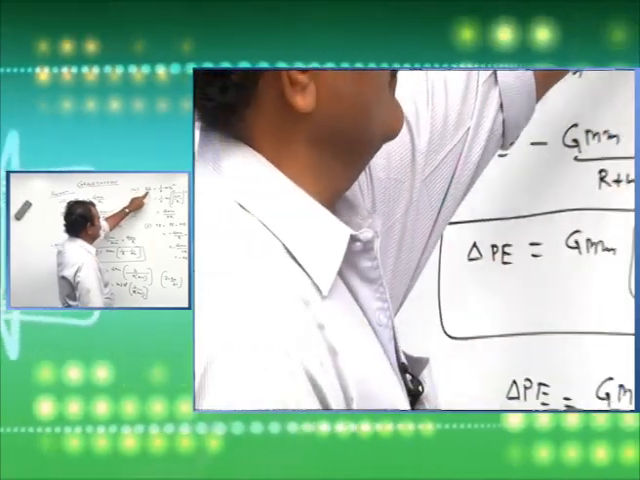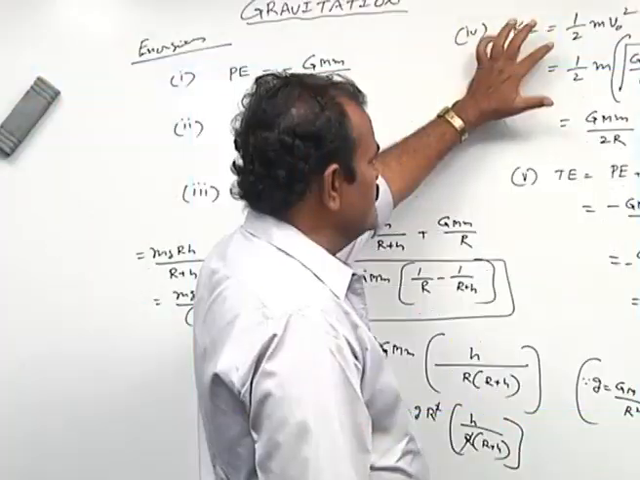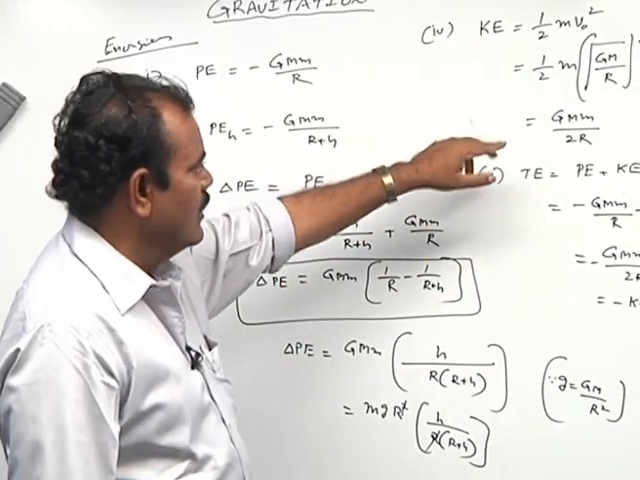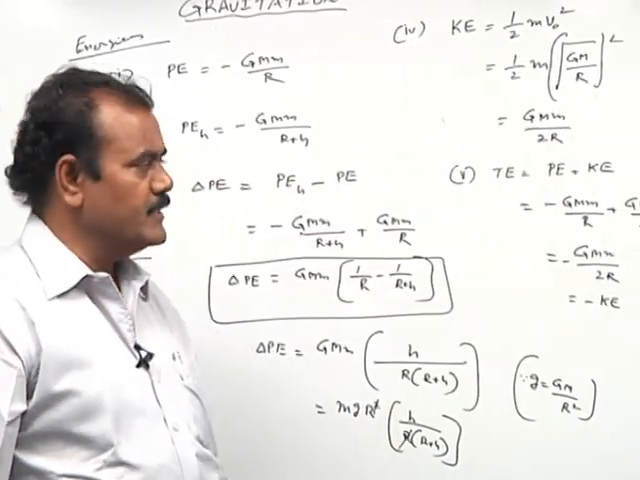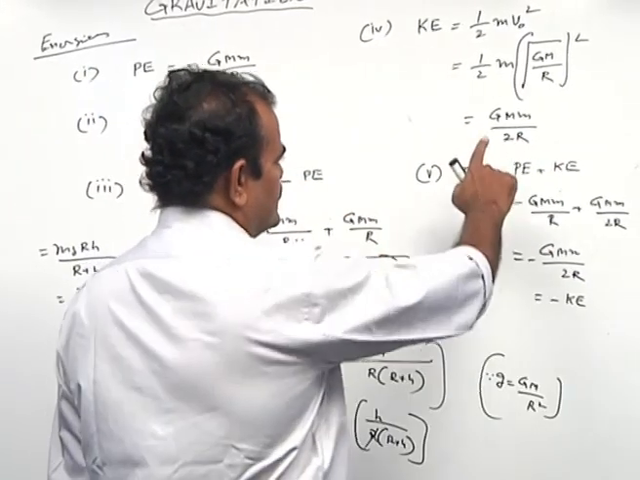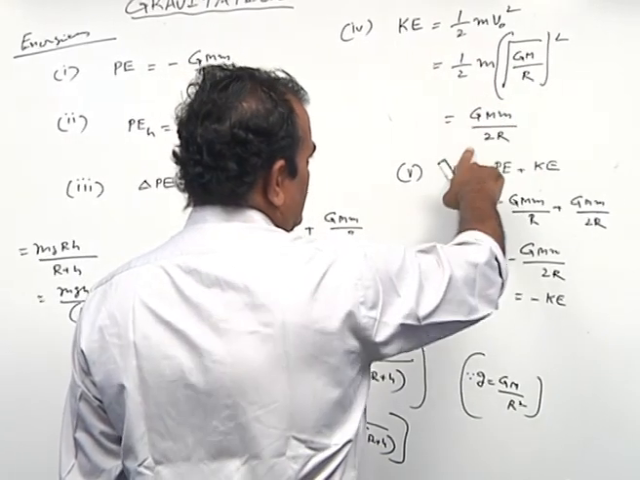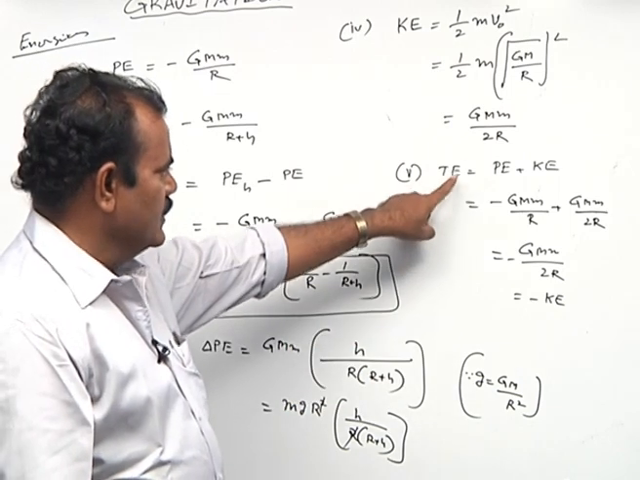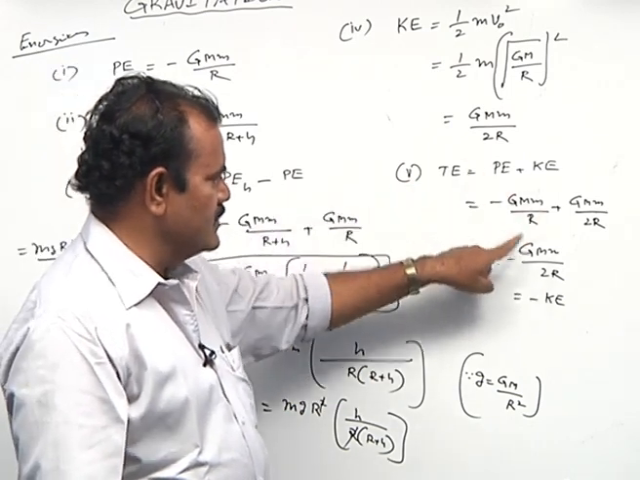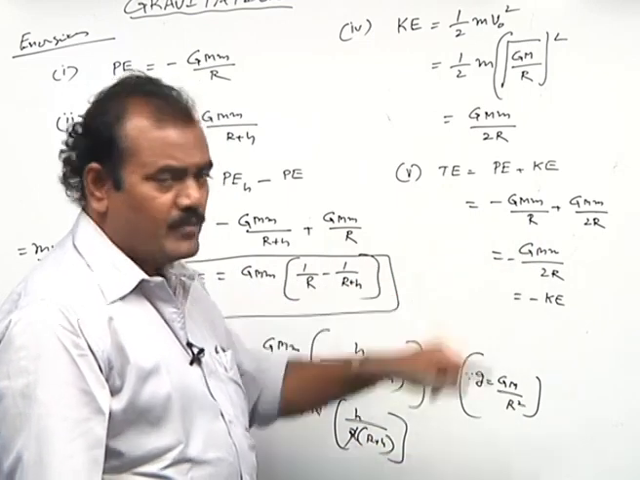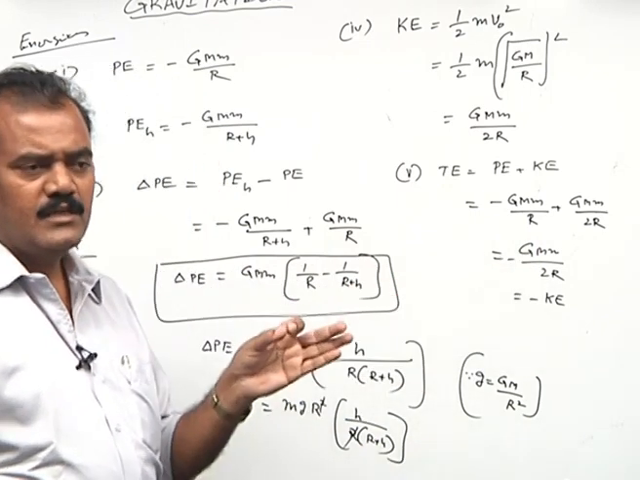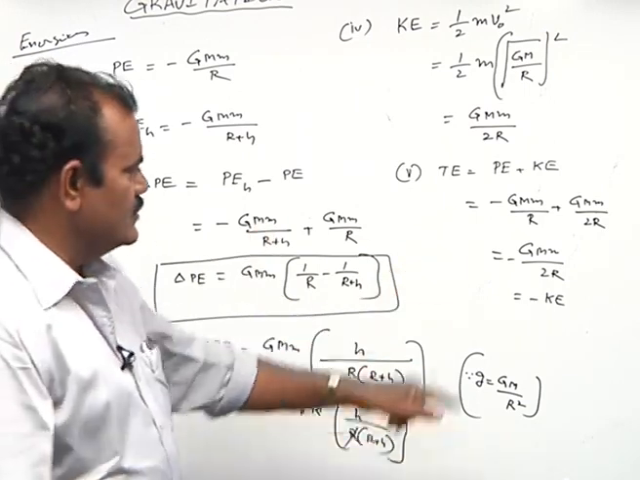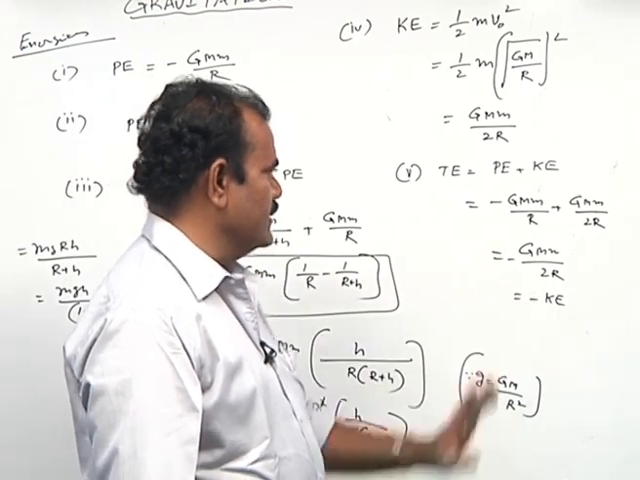Next, the fourth one is the kinetic energy. It is the kinetic energy of a satellite which is revolving in an orbit closer to the surface of Earth, meaning we are neglecting h. In that case, it is 1 by 2 m v naught square. Kinetic energy is always positive. And the total energy is PE plus KE, and the sum of that becomes minus GMm by 2r. That minus sign always indicates that the satellite is bound to the center of Earth. It is attracted towards the center of Earth, so that is why the minus sign is coming. So it is minus KE.